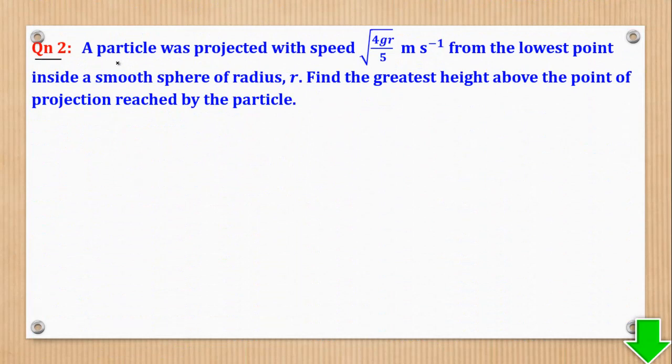So now we shall go to question 2. Question 2 says a particle was projected with a speed of this from the lowest point inside a smooth sphere of radius r. Find the greatest height above the point of projection reached by the particle.